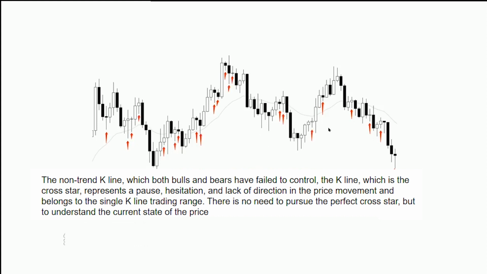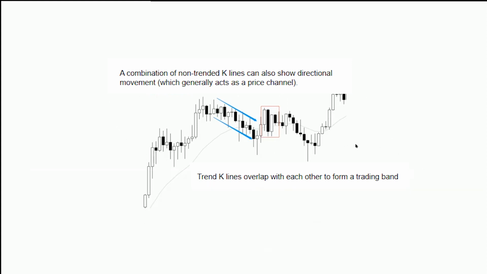As long as the shadow part of the K-line is long and the entity is not so outstanding, it gives you the intuitive feeling that the energy represented by the K-line is vague and uncertain, and there is no clear direction. Then these K-lines are called non-trend K-lines.